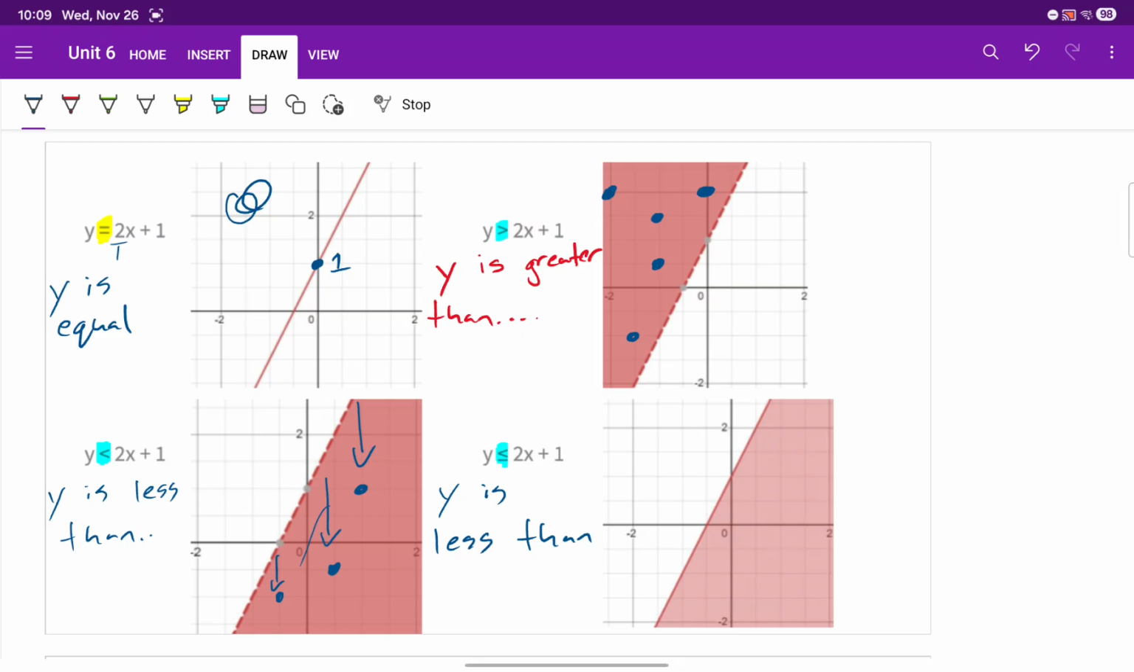In the next one, we also have a dotted line. That's because my inequality says y is less than. It's not the less than or equal to symbol, it's just the less than symbol.